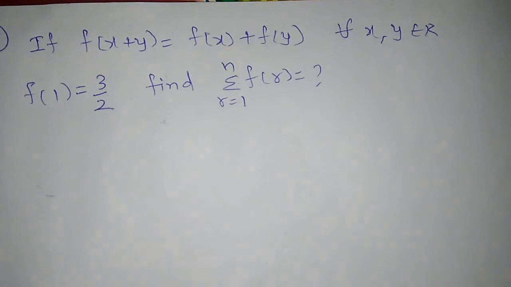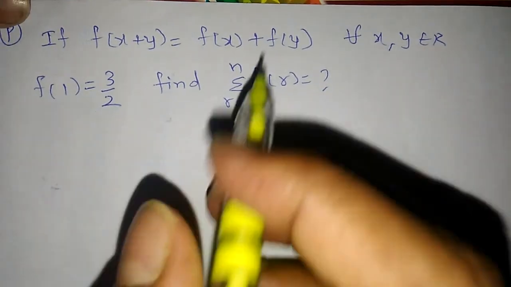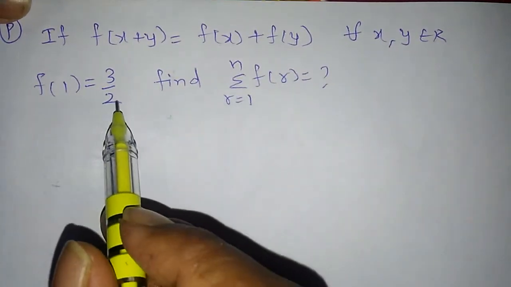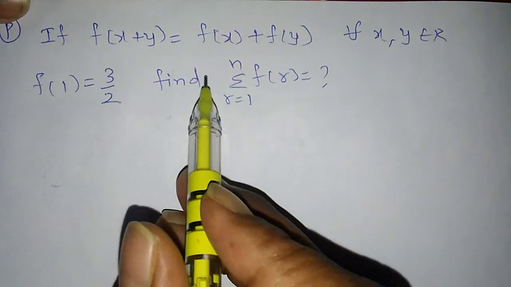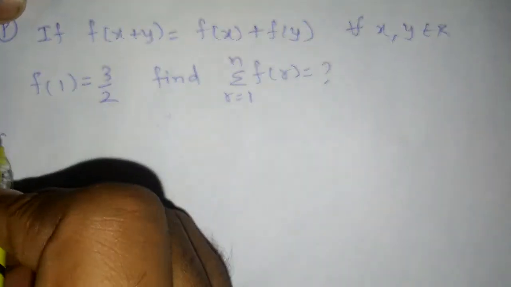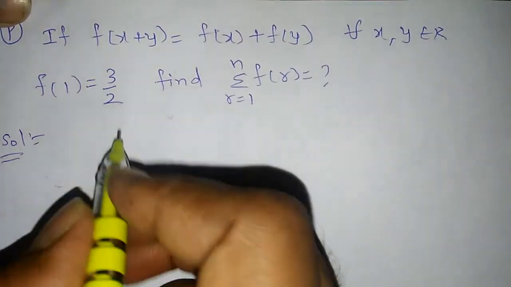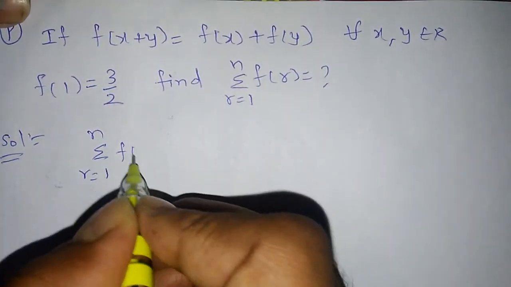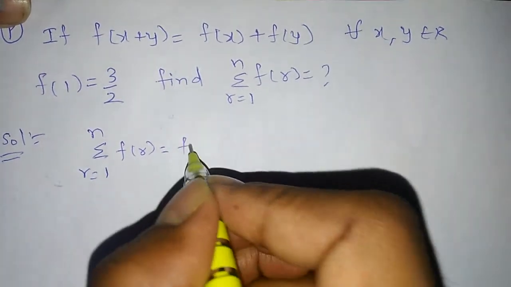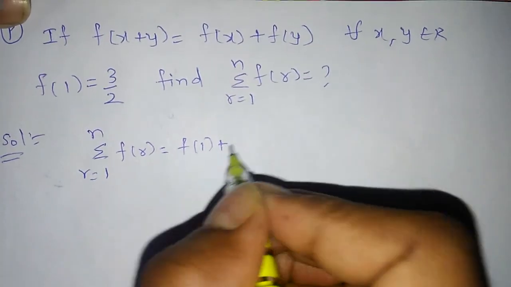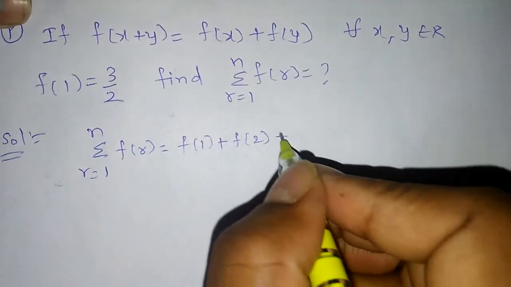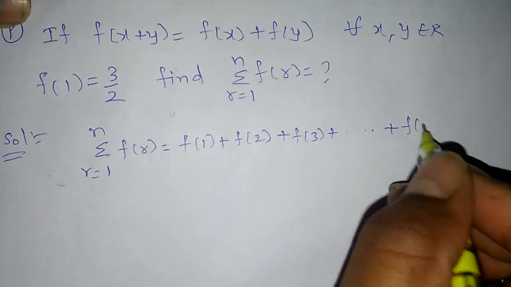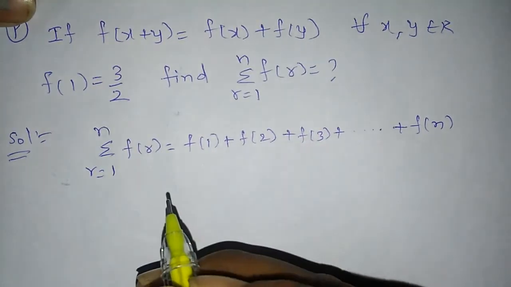So our next problem is f of x plus y is given as f of x plus f of y and f of 1 is given as 3 by 2. Find sigma r is equal to 1 to n f of r. So here we need to find sigma r is equal to 1 to n f of r, that is first r is equal to 1, that is f of 1, next r is equal to 2, f of 2, and f of 3 and so on. So it is summation means plus and so on up to f of n for r is equal to n.